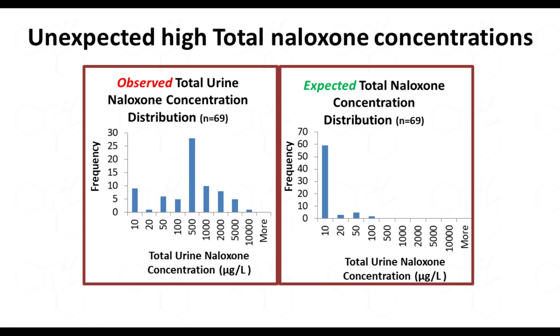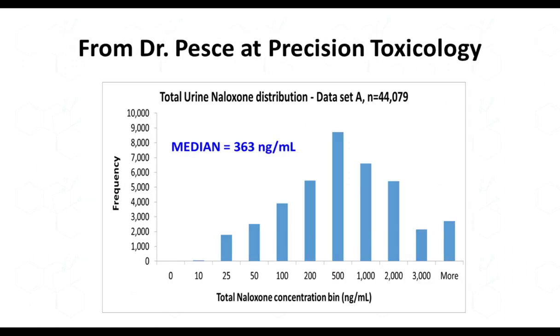Indeed, you can see that the most commonly encountered concentration was between 100 and 1,000. So what could be going on? Well, Dr. Pesce from Precision Toxicology had been generous enough to share 20 samples with us, and he had also described this phenomenon. So we thought, let's take his samples out of the mix and see if that was biasing what we saw. But again, we saw the same thing.